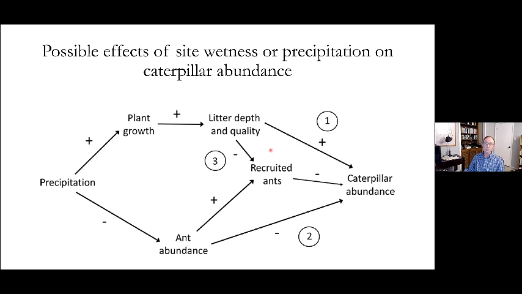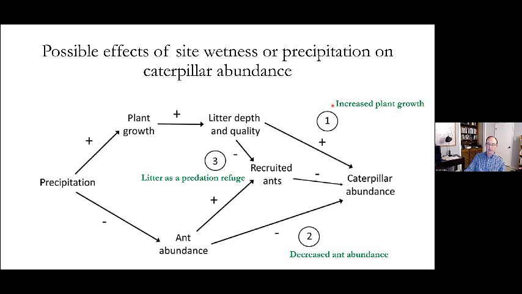And then we also know that precipitation and site wetness was linked to ant abundance, okay? And I'll show you that as well. We investigated three possible mechanisms: increased plant growth benefiting caterpillars, precipitation decreasing ant abundance, and then a more indirect effect still through litter as a predation refuge from ants, such that precipitation increased the amount of leaf litter, increased the refuge effect that was present, and protected caterpillars from predation. So precipitation could be good for caterpillar abundance in that way.